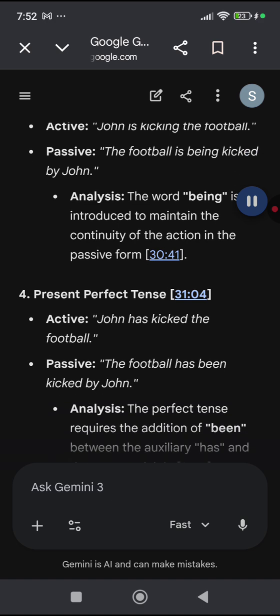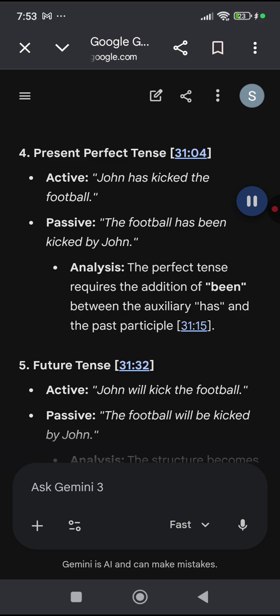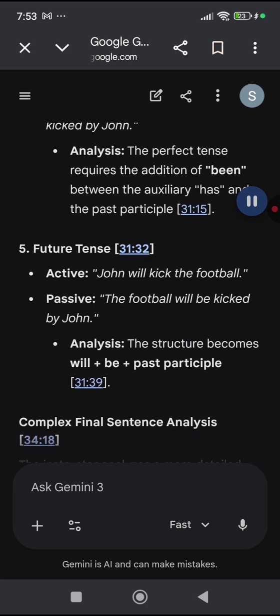4. Present perfect tense. Active: John has kicked the football. Passive: The football has been kicked by John. Analysis: the perfect tense requires the addition of been between the auxiliary has and the past participle.